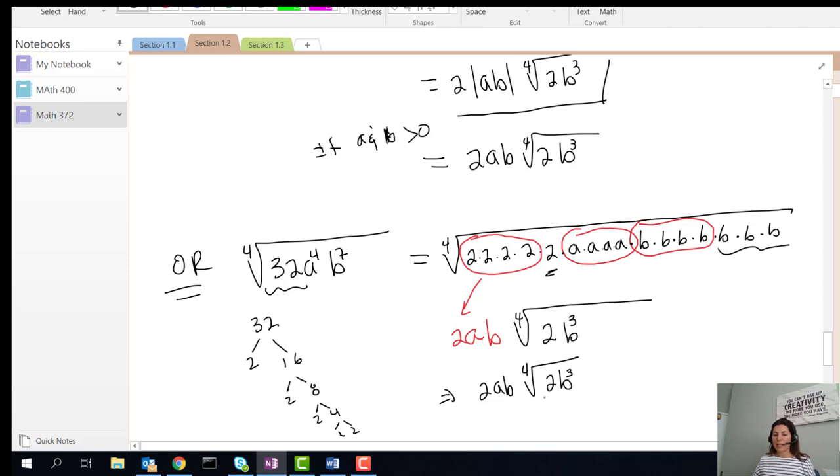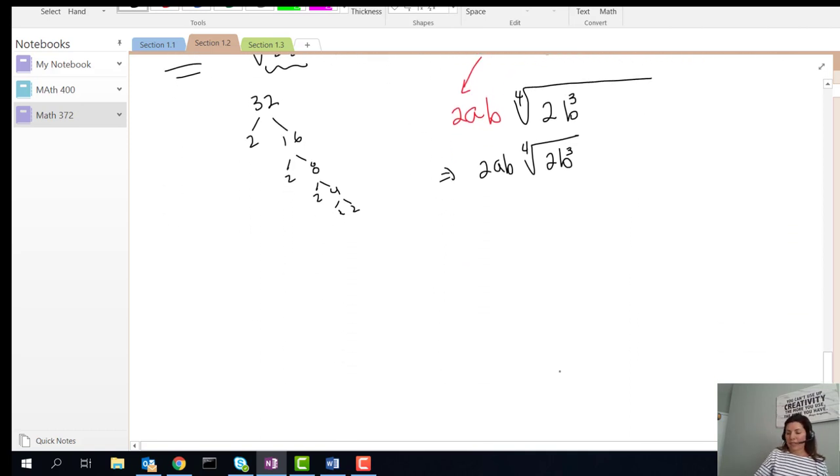So the powers left inside the radical should always be less than the index of the radical. So if I had something here like a 5 or a 6, I know I have to keep going because that will be larger than 4. If I have a 1, a 2, or a 3, that's okay because that means I can't make a group of 4. Alright, so that's the long way. Ideally, you want to work your way to being able to do it the short way.